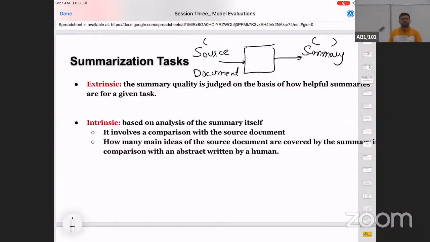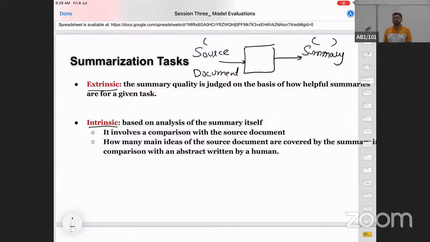So there can be two different types of evaluations. In NLP, you can always do two types of evaluations. The first type is called extrinsic evaluation. The second type is called intrinsic evaluation, right? Extrinsic is very simple. You are generating these summaries given a source document. Instead of directly evaluating them, you pass these summaries to some other NLP task, and then you evaluate the performance of that task. If your summaries are good, the performance of that task will also be good. That's the assumption. So that is called extrinsic.